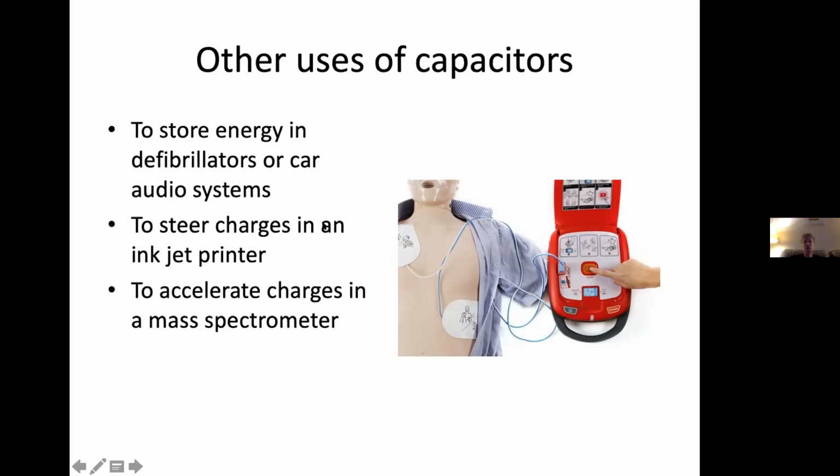And the same goes for car audio systems. If you want a really loud sound, you can get all that energy by storing it in capacitors. You can also steer charges in an inkjet printer, which is kind of old school, but there you go. And to accelerate charges in a mass spectrometer. So capacitors are really very ubiquitous, both in organisms and in our daily life. So hopefully that gives you some examples of things to think about.